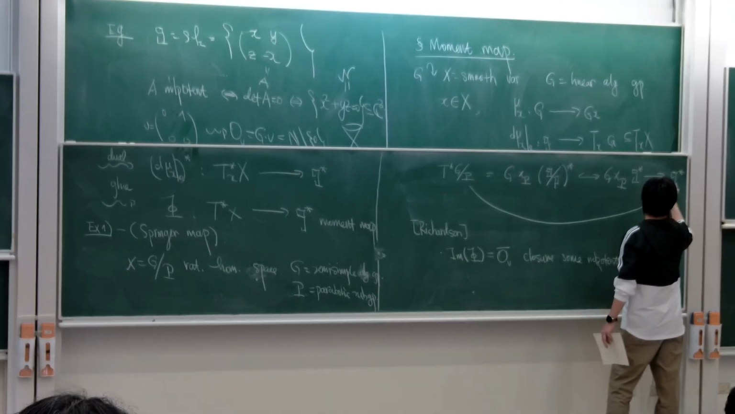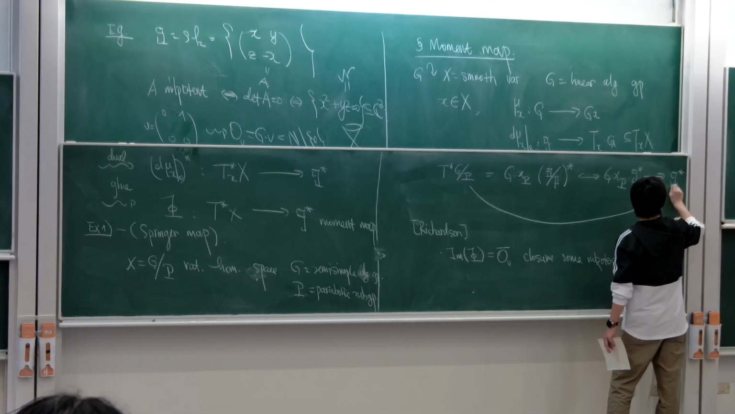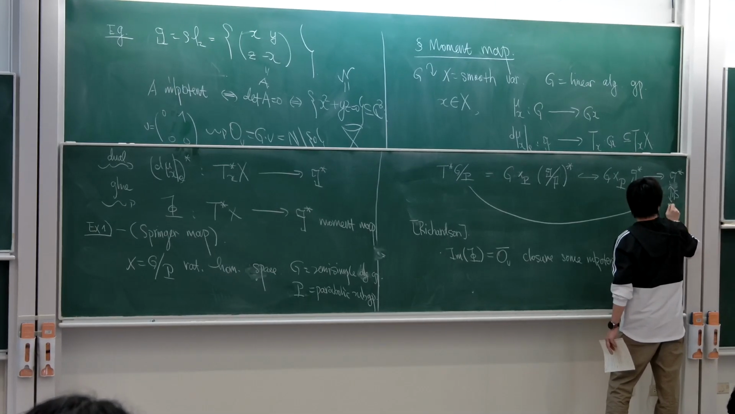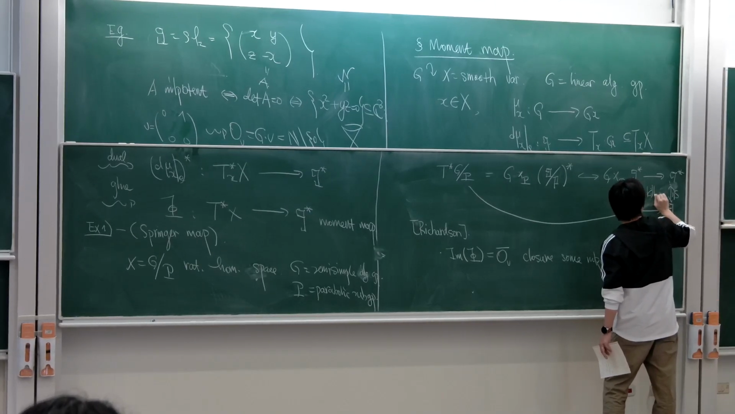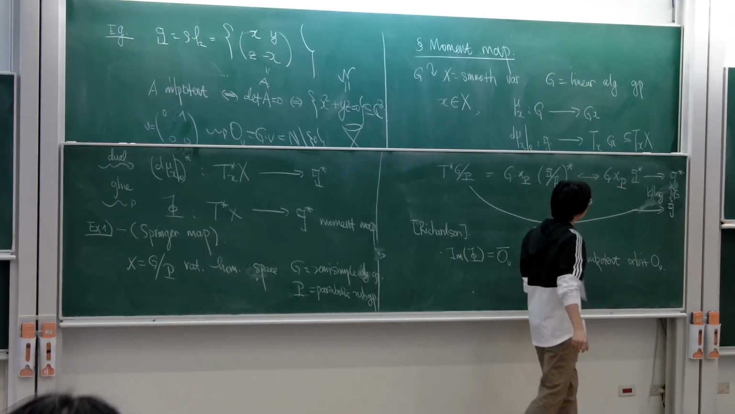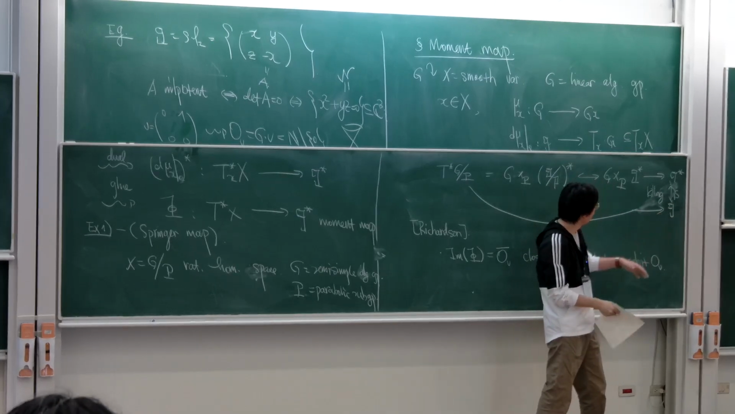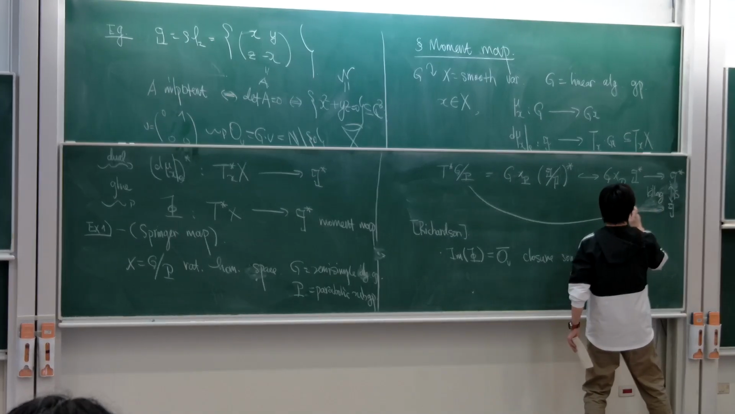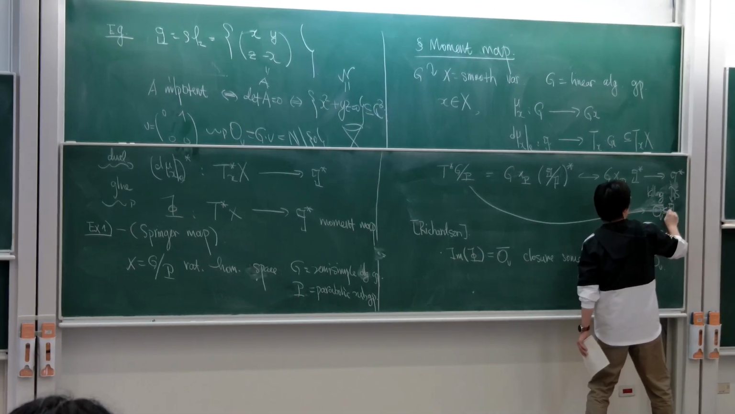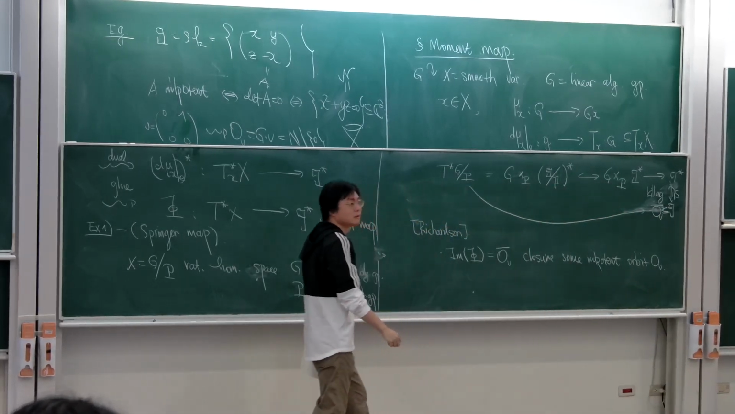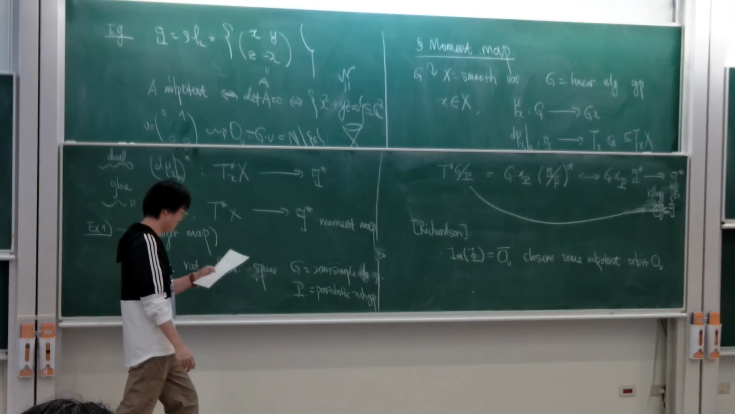Sorry, I need to take the dual. I need to use the Killing form to get an isomorphism between the dual of G and G. Okay, and then you look at the image of this one.